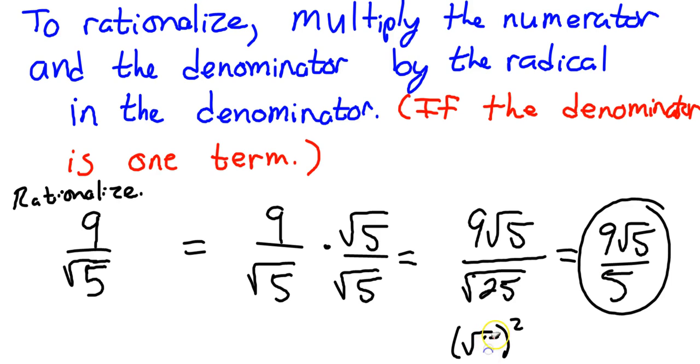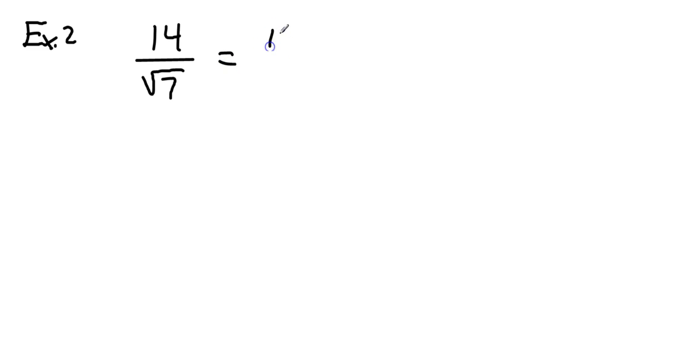Okay, so let's give you a couple more of those. Let's go with 14 over the square root of 7. So we've got 14 over square root of 7. We're going to take the original fraction you have and multiply by square root of 7 over square root of 7.